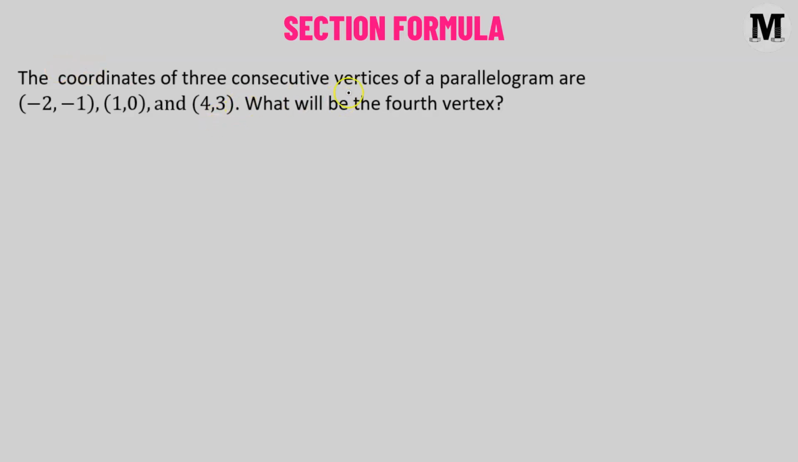The coordinates of three consecutive vertices of a parallelogram are given to us. We need to find out the fourth vertex. So let us begin. We consider a parallelogram having the vertices A, B, C, and D.